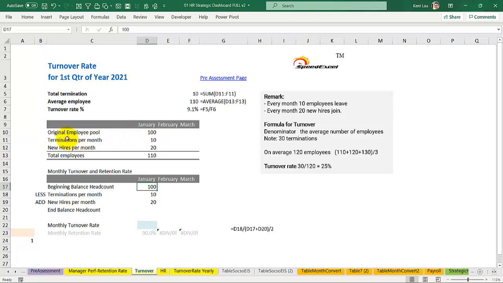Well, I just say that's the original employee pool. That's 100, and you terminate 10 in the month, and then a new hire of 20. So there are 10 resigning, but you also hired 20. So at the end, you have 110. Okay, that is the end balance, right?